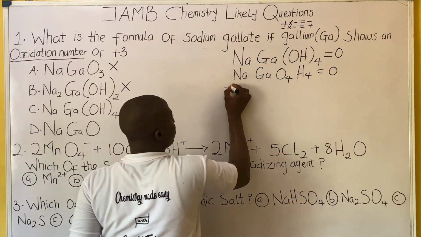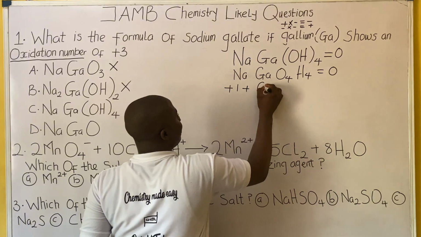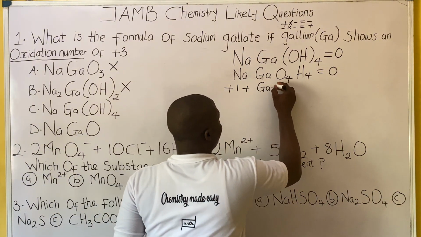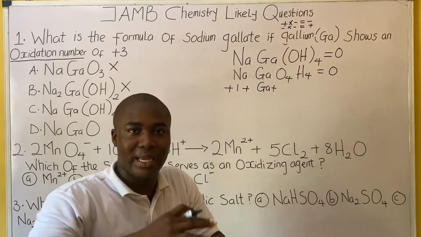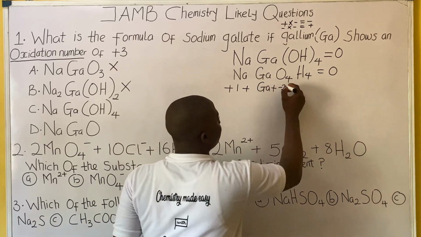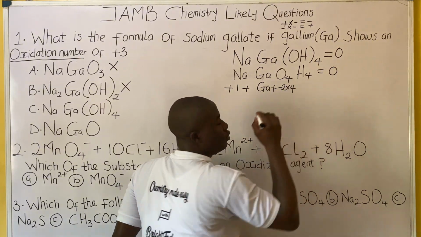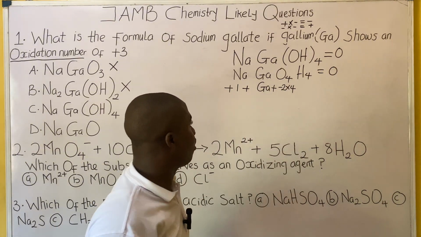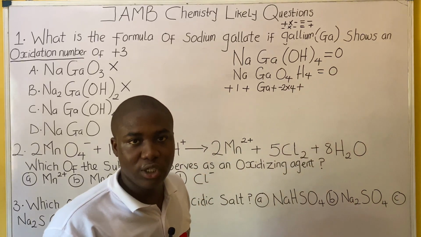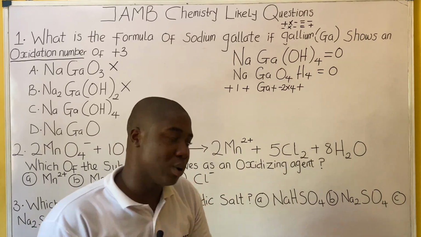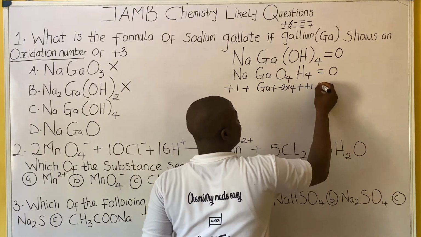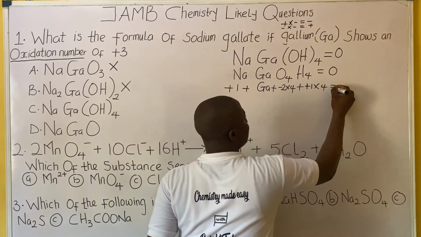So sodium oxidation number is plus 1, plus gallium, which we are looking for. Do you understand? So it still remains the same. Plus oxygen oxidation number in most states is minus 2. I told you already, and we have 4 of it. So minus 2 times 4. Do you understand? So what do we write next? Plus hydrogen. Hydrogen oxidation number in most states is plus 1. I told you. So plus 1 for hydrogen times what? 4, because we have 4 of it, is equal to 0.